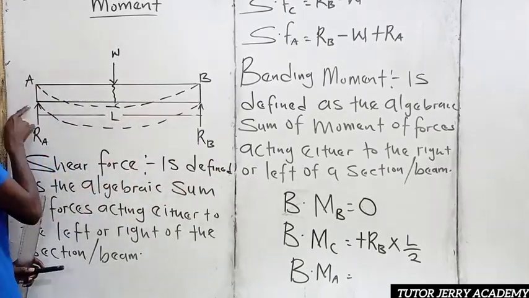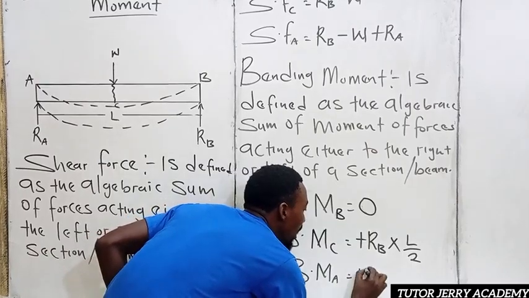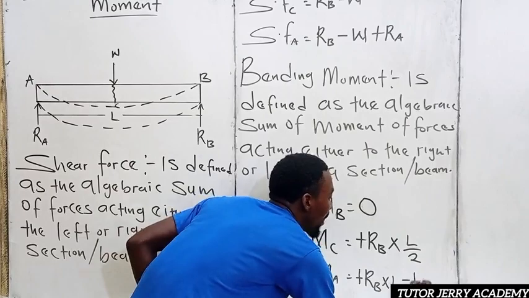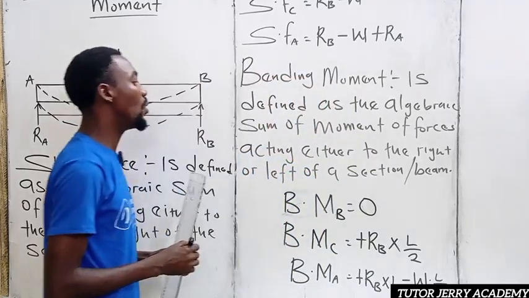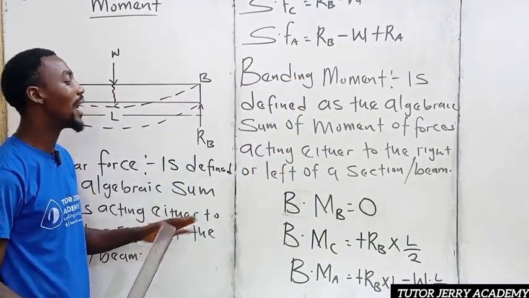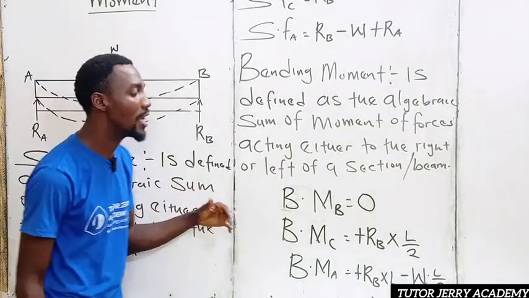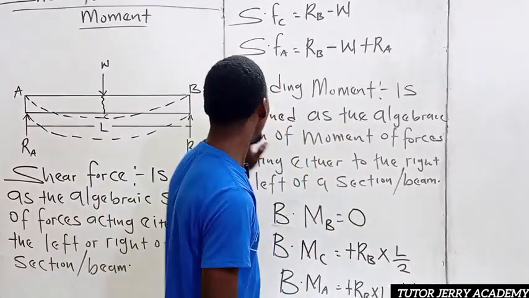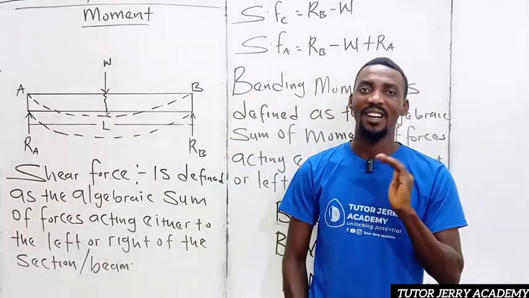The distance from here to this point is L. So we are going to have positive RB multiplied by L, minus W multiplied by L over 2. So this is how we are going to calculate our bending moment on this beam. I hope this concept is clear to us. Please, if you have any question, you can drop it in the comment section. I'm going to reply back.